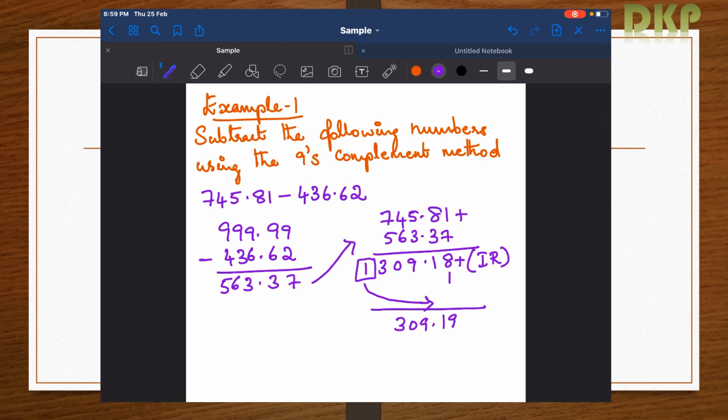So this is the answer with a positive sign. You should put a positive symbol here because you have a carry here. This is the rule for this 9's complement method. So this is your final answer.